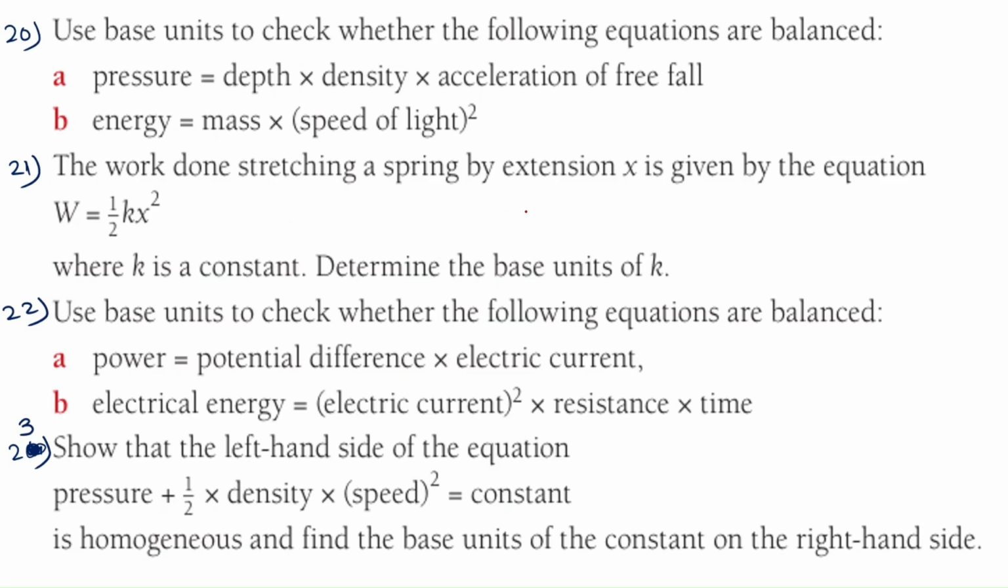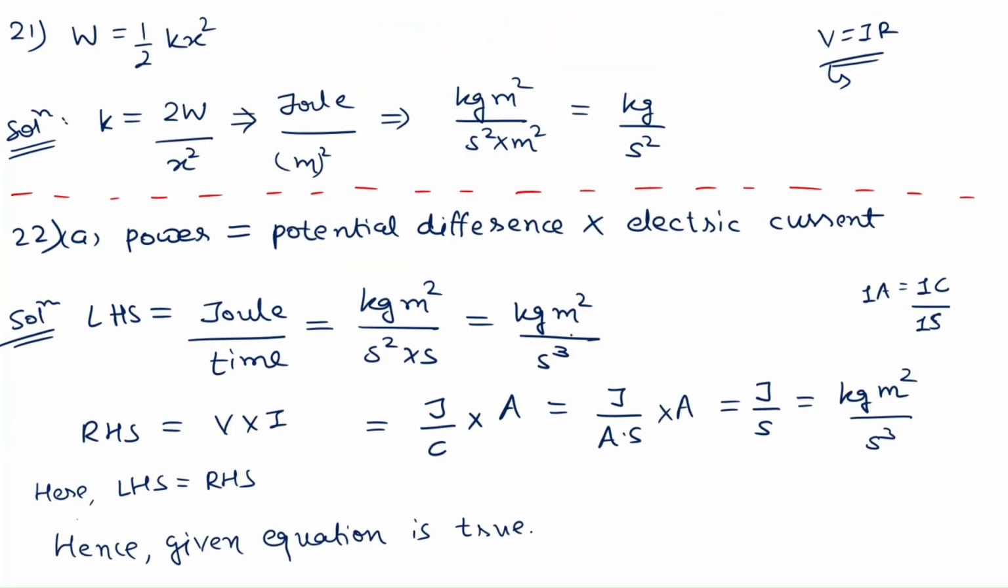Now this is all about question number 21. Now we move forward to question number 22. Use base units to check whether the following equations are balanced. It is a similar kind of question to what we saw in question number 20. So let's see. A says power is equal to potential difference into electrical current.